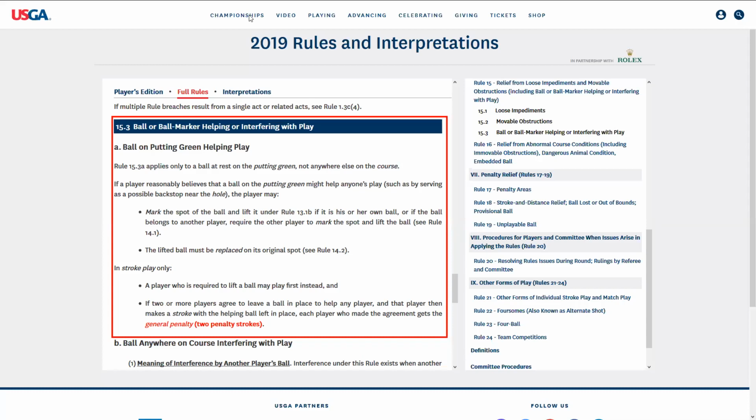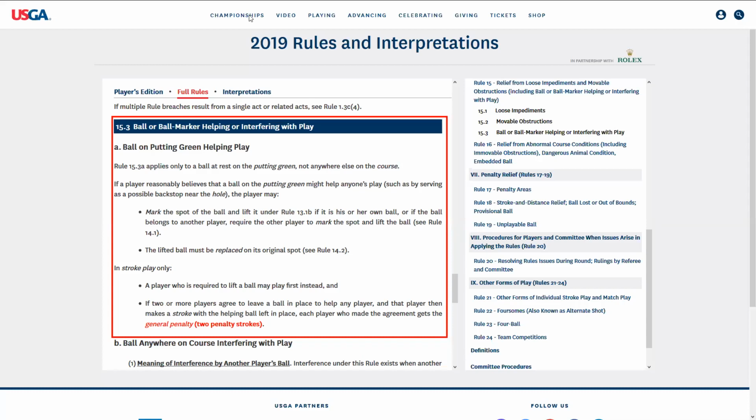So let's take this situation. You have A and B playing in a 4-ball against C and D. And it's match play, 4-ball match play. A's ball is a foot from the hole, and he says to his partner B, hey, just leave that ball there because when I putt, I want that there. Penalty? No penalty because this is match play. 4-ball match play, you can leave a ball in play, and you can have an agreement to leave it in play.